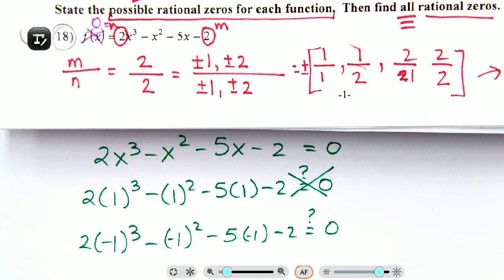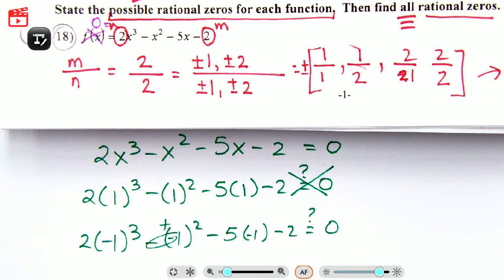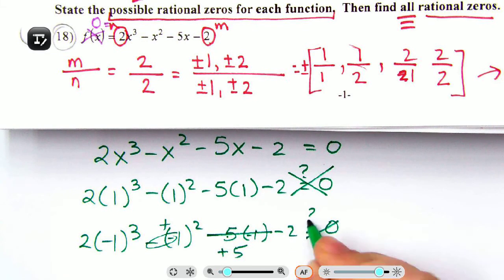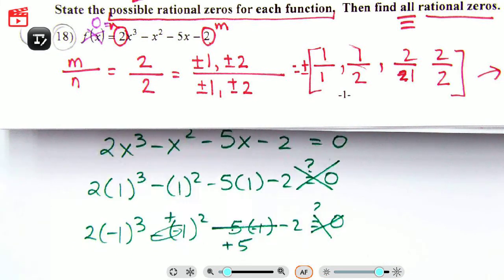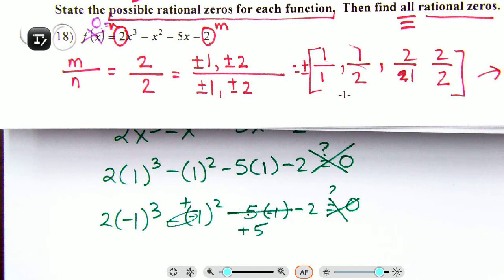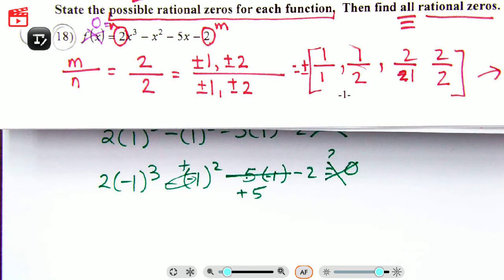2 times -1 is -2. -2 plus 1 is 1. -1 times -5, that's a +5. I'm adding 5. I'm subtracting 2, and I get 2. So -1 doesn't work. So I'm trying 1/2. I'm actually going to try 2 because I don't want to deal with a fraction, so I'm hoping that maybe 2 will work.